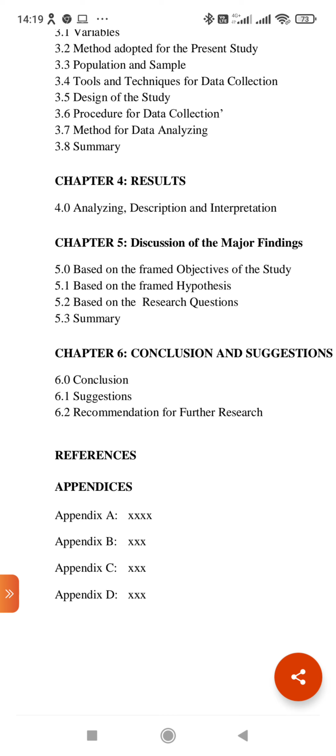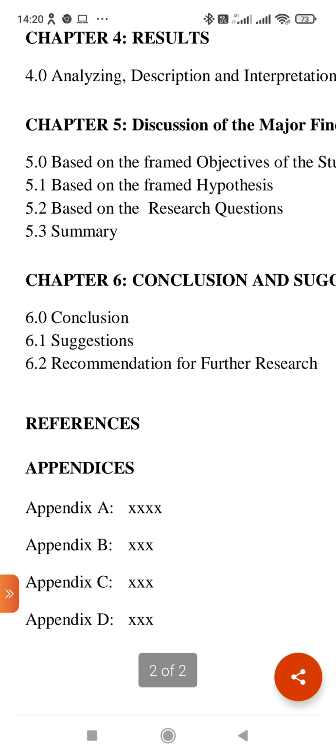I will discuss this reference and bibliography in my upcoming videos. For now, just have a look at the appendix. In this appendix part, what you have to do is decide what are the things that you would put in the appendix form. Take for example, if you have framed certain questionnaires for the sampled respondents, you can put them in different appendix forms.